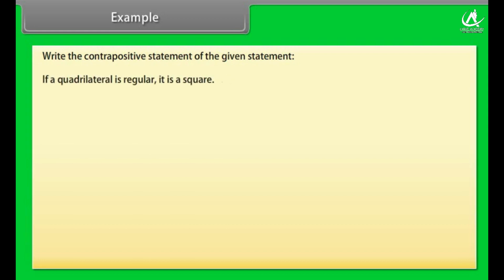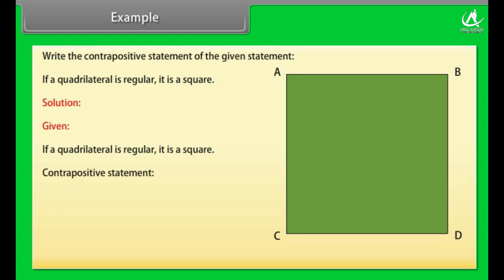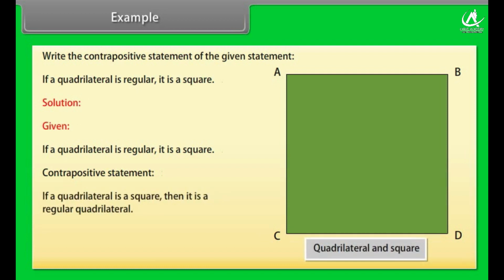Example. Write the contrapositive statement of the given statement: If a quadrilateral is regular, then it is a square. Solution. Given: If a quadrilateral is regular, it is a square. Contrapositive statement: If a quadrilateral is a square, then it is a regular quadrilateral.